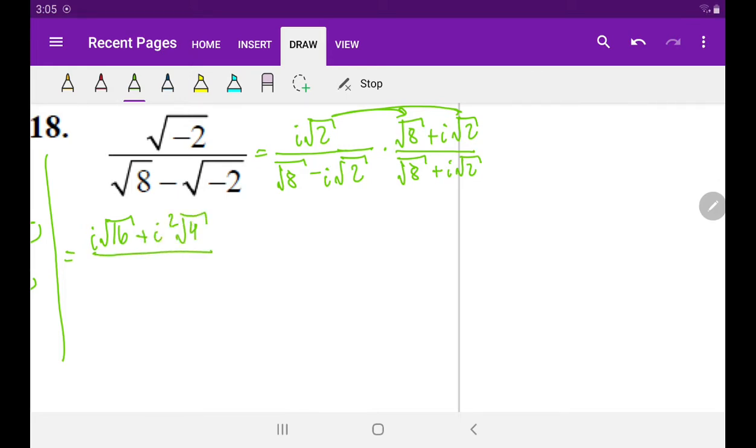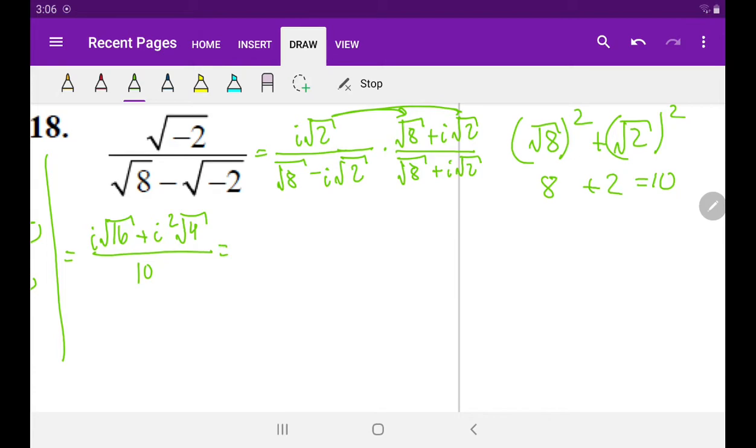Okay, now in my denominator, I can use my shortcut. So remember, we would do our first squared plus our last squared. Your first is root 8, so we're going to do root 8 squared plus my last, which is root 2, and we square that. Well, that's just going to turn into 8 plus 2, which is 10. So then 10 is our new denominator.